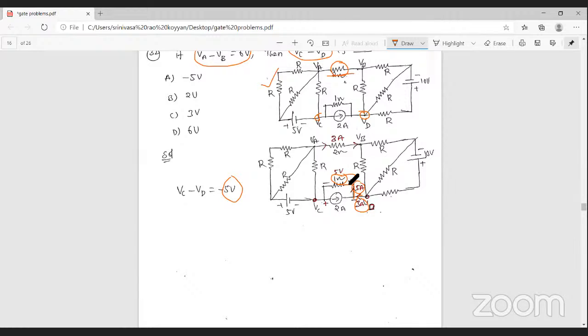If the voltage is presented here, it is plus or minus. So this voltage is 10 volts, and this voltage is quite opposite. That's why here it is minus 10, minus 5 volts. That is problem number 32.